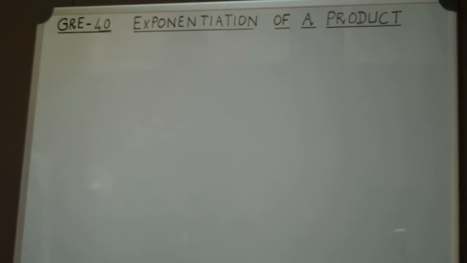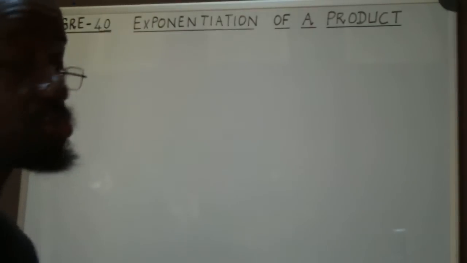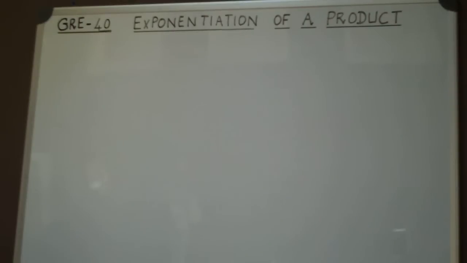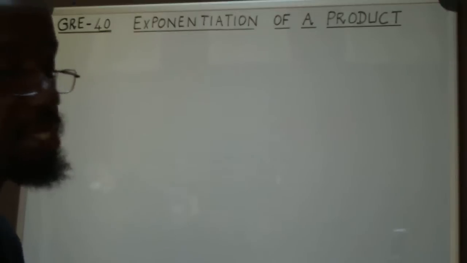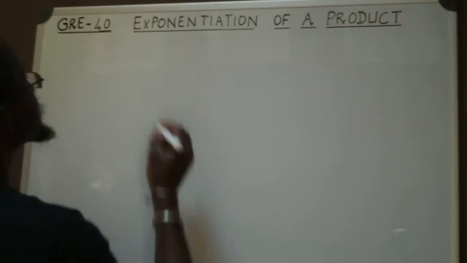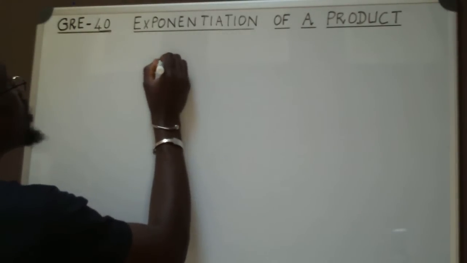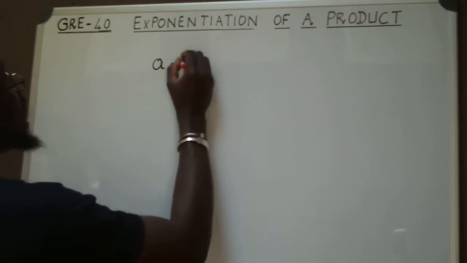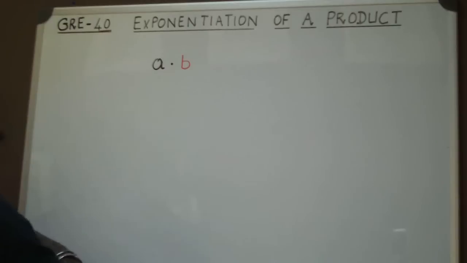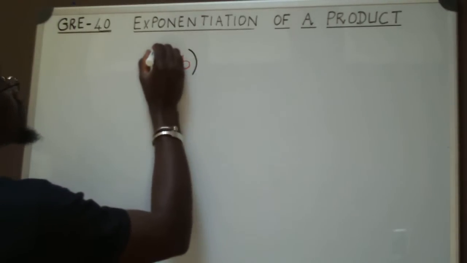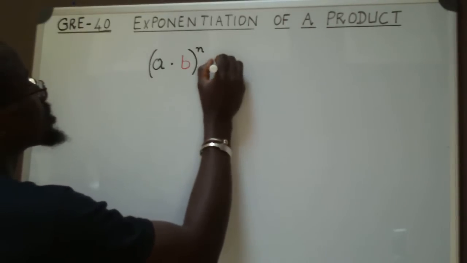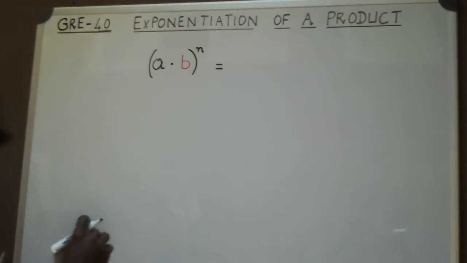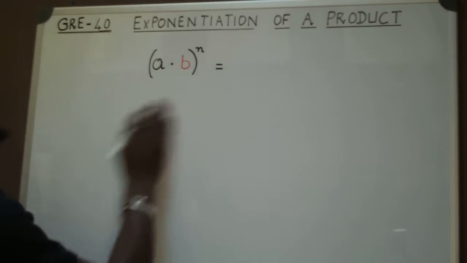What I would like to discuss today is how you exponentiate a product. In other words, if I give you the product of two numbers, let's say A and B, and I ask you to raise this product to an exponent, let's say n, what would be an alternative way of doing this operation?